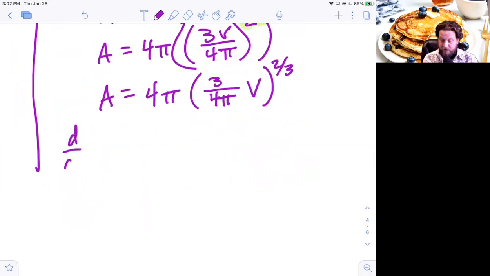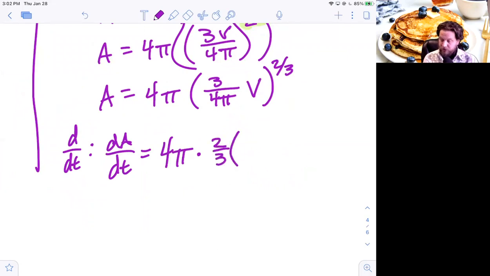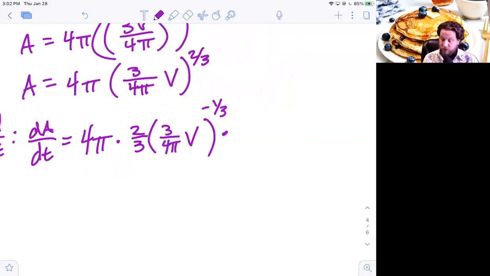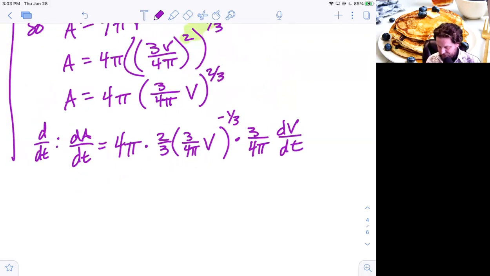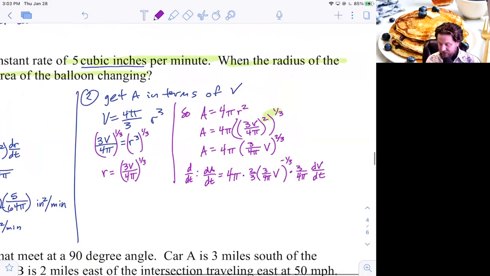So now I'll take the derivative with respect to time, and I get dA dt equals, the 4 pi goes along for the ride, times, now the derivative of this, it's a chain rule. So it's 2/3 times blob to the -1/3, blob goes along for the ride, times the derivative of the blob, which is 3 over 4 pi, times dV dt. Yucky, gross. Y'all want to finish this way? No. I don't either.